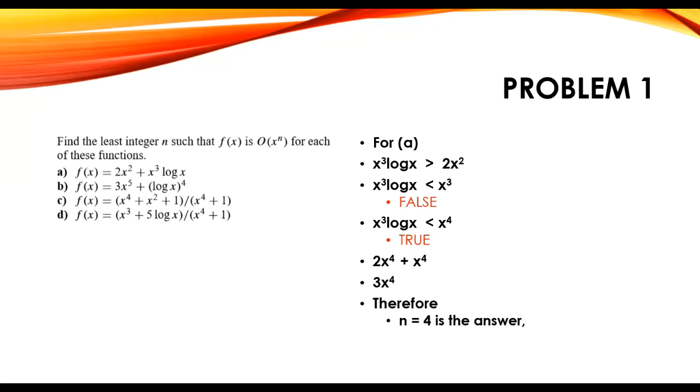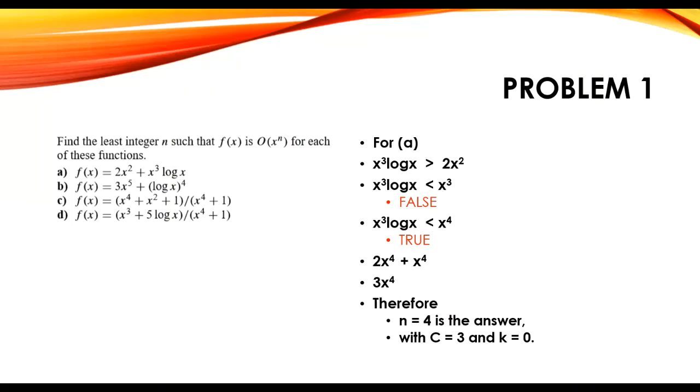For c, which is the multiplier, it's 3. And the minimum value of k wherein 3x to the fourth is greater than or equal to the original function is 0. So this is our final answer: n is equal to 4, c is equal to 3, and k is equal to 0, so that the big O bound is bigger than the original equation.